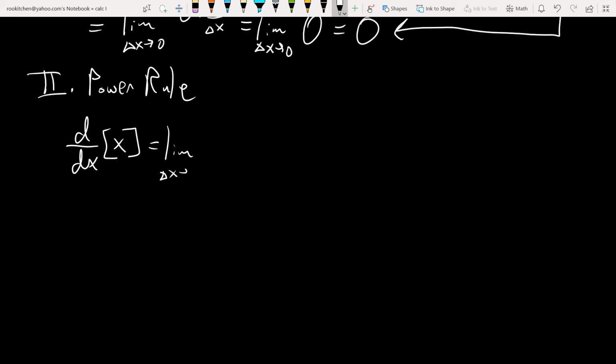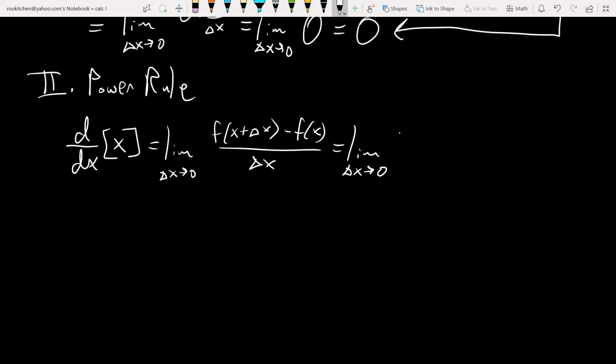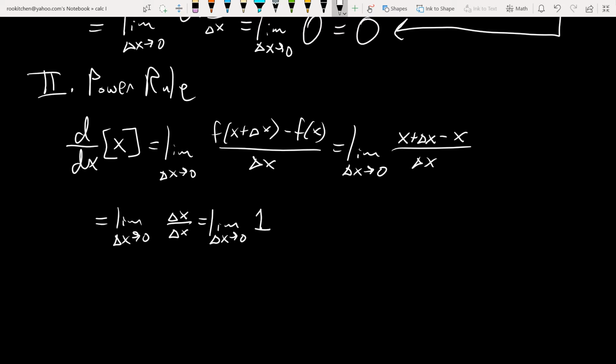Limit as change in x goes to 0 of f of x plus change in x minus f of x over change in x. This will be the limit as change in x goes to 0 of x plus change in x, minus x, all over change in x. And what are we getting? Limit as change in x goes to 0 of x minus x is just 0, so I have change in x over change in x, which is 1. So the derivative of x is 1.